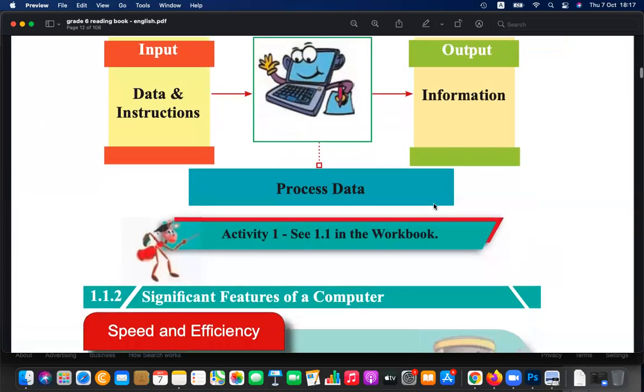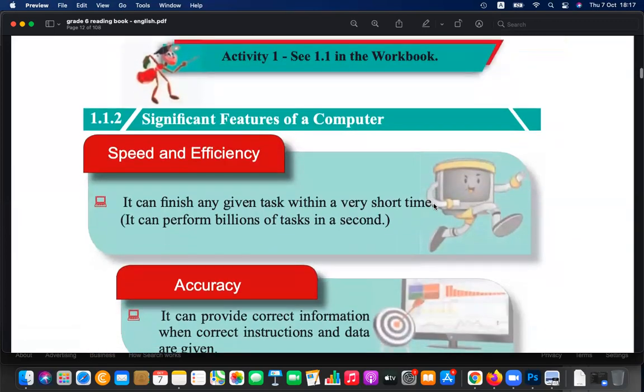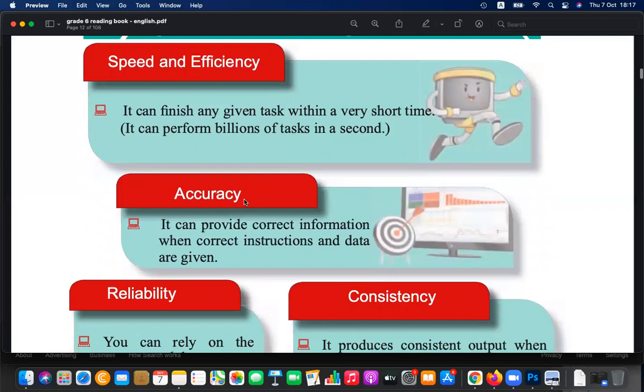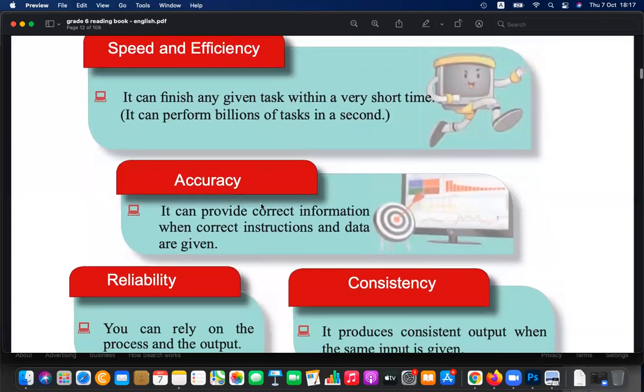Actually, it can be used anywhere, and it has some important features: it's faster, efficient, and accurate. Not only that, it is reliable and consistent. Accuracy means its correctness, right?